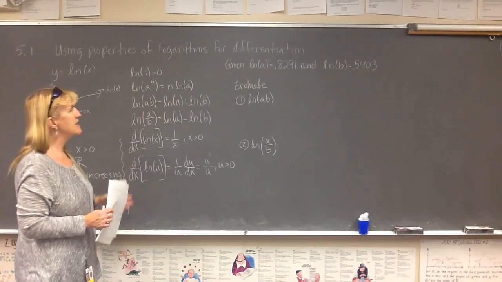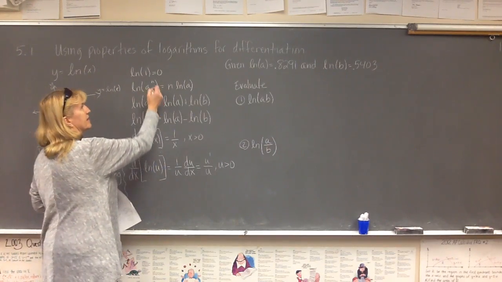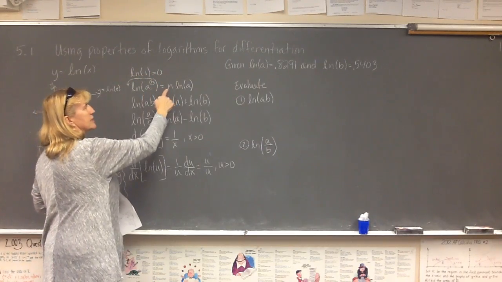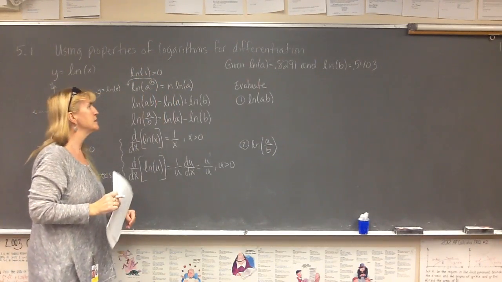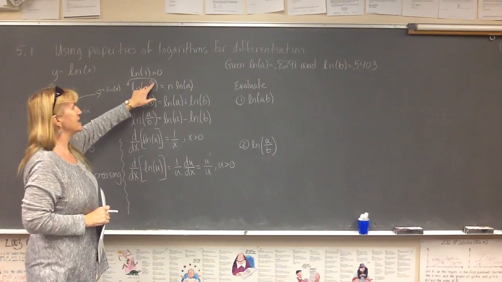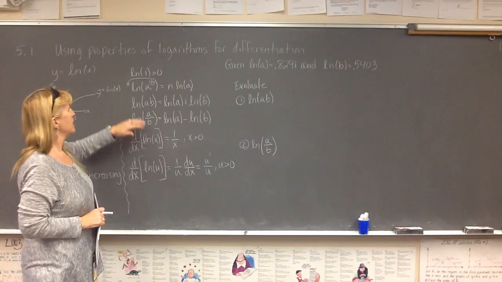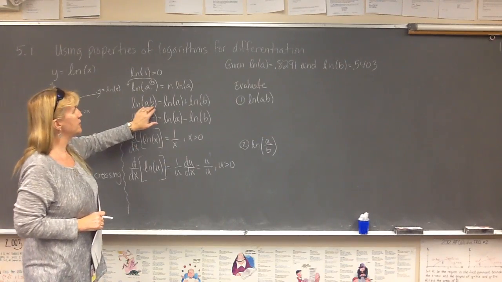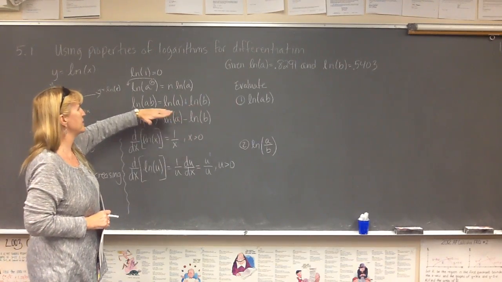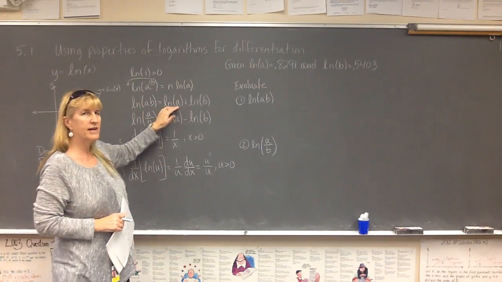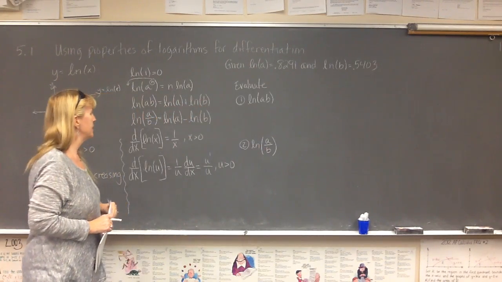Natural log of a to the n. Do you remember the rule that says you can take this exponent right here and you can bring it down in front as a leading coefficient in front of your natural log? So the natural log of a to the n is n natural log of a. And then if your powers are being multiplied, you go ahead and add your exponents. So that's what this is saying. Natural log of ab is equal to the natural log of a plus the natural log of b.